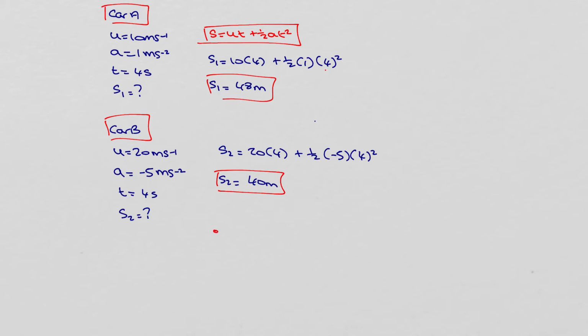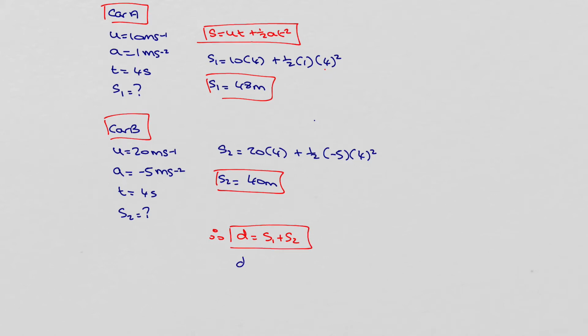And therefore we can say that the distance between them is going to be the sum of their distances travelled after 4 seconds. So 48 plus 40 means they are going to be 88 metres apart.